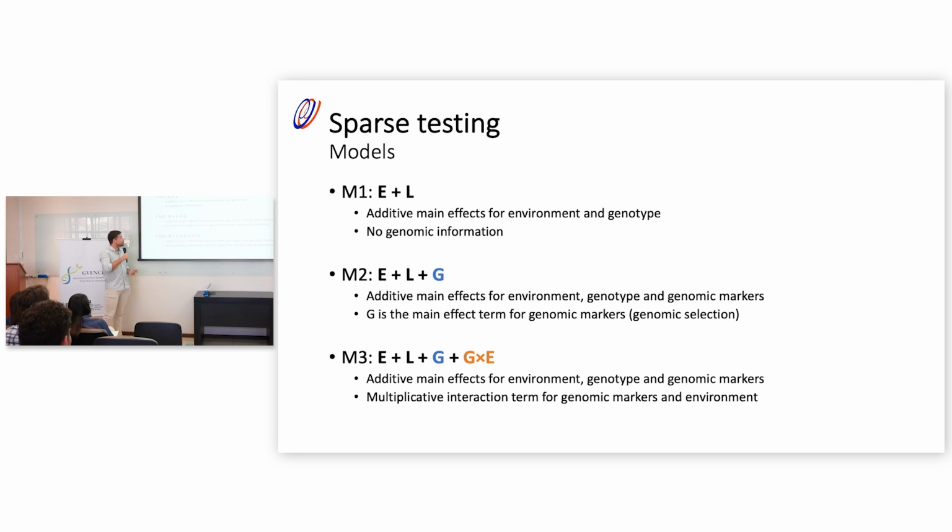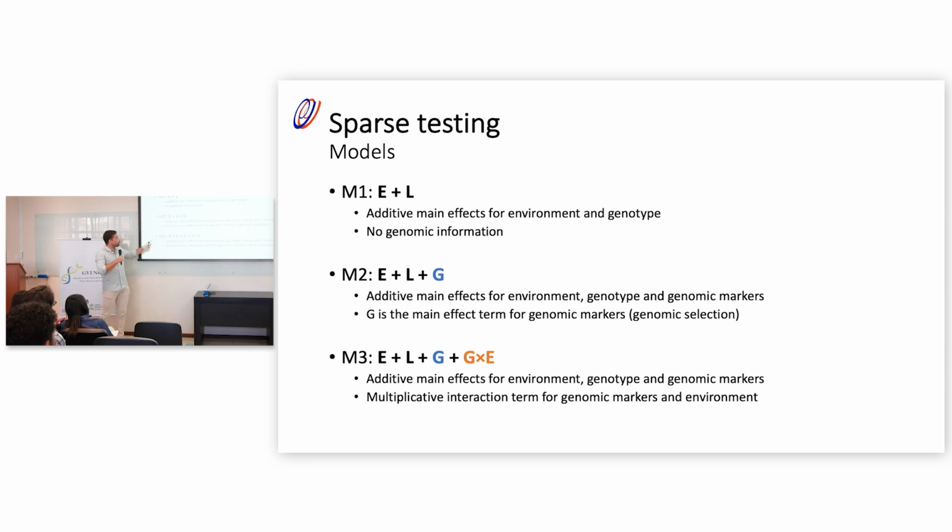The first one is E plus L. E is the main effect of the environment, and L is the main effect of the genotype. But we use L because here we are not introducing genomic information. So it's more like lines are independent. Genotype 1 and genotype 2 could be called Julian and Pepe. It doesn't matter. They have no relation.